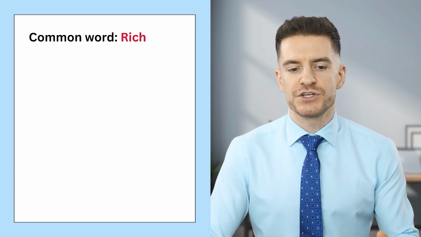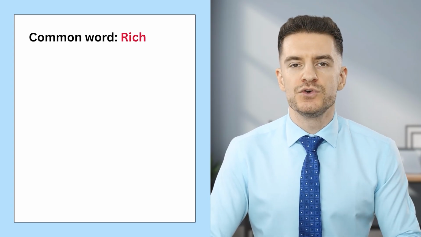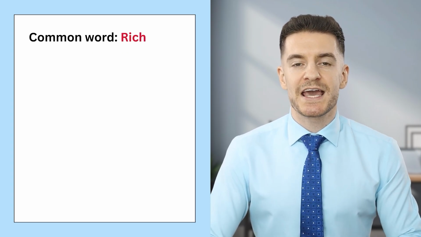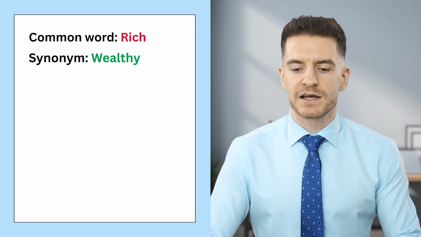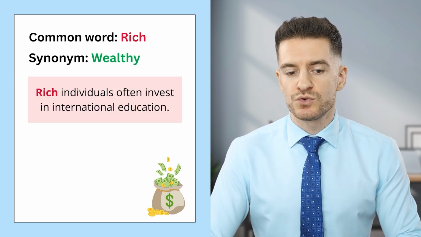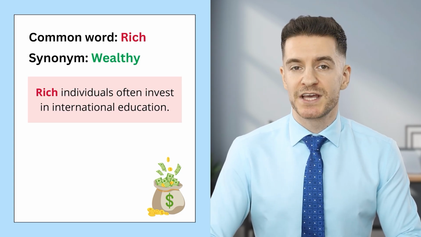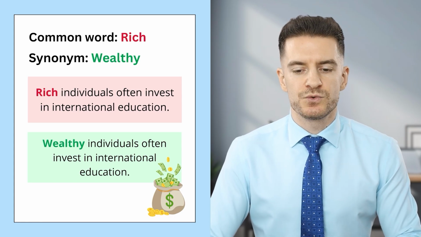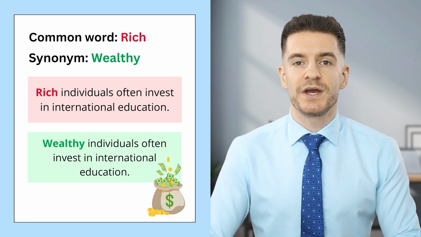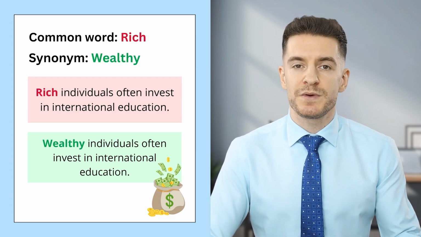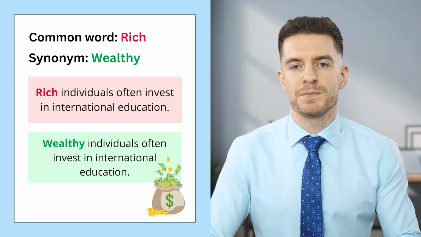Moving on to 28, which is rich. Rich is another very overused word if you want to say someone has a lot of money. So instead of saying rich, you could say wealthy. Wealthy simply means having a large amount of money, property, or things. For example, rich individuals often invest in international education. Well, no, to make that more professional, we could say wealthy individuals often invest in international education. So this is a great alternative to use instead of rich. It's going to make your speaking and your writing sound much, much better.